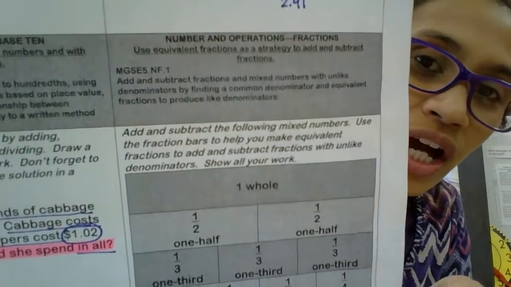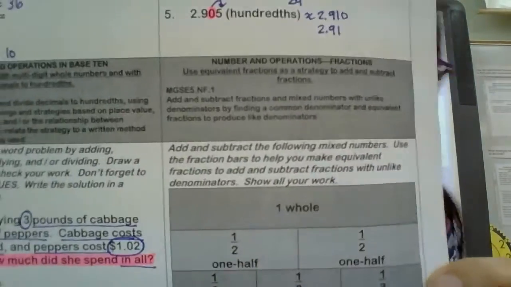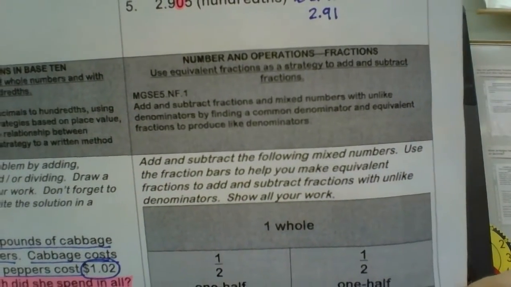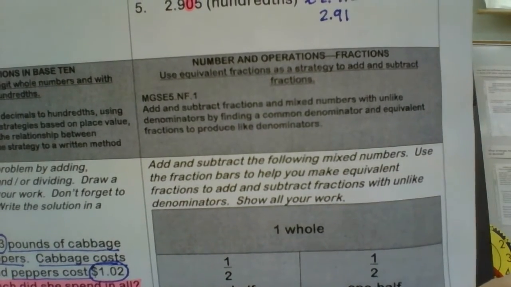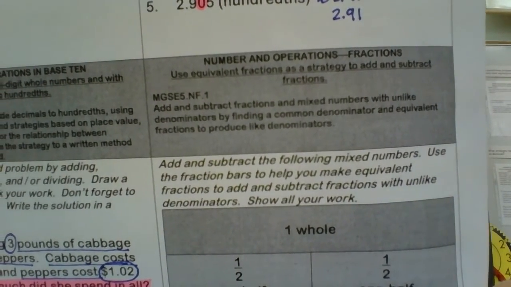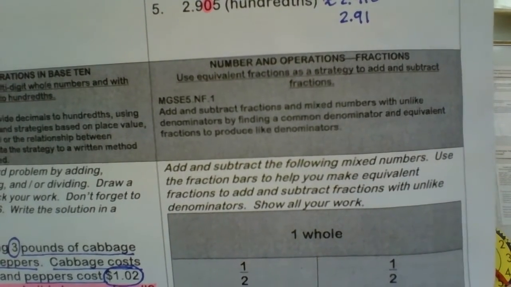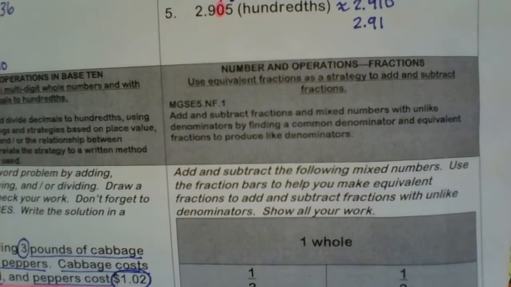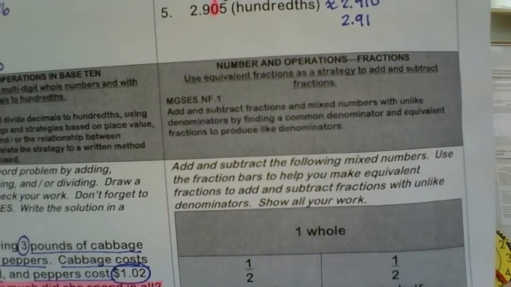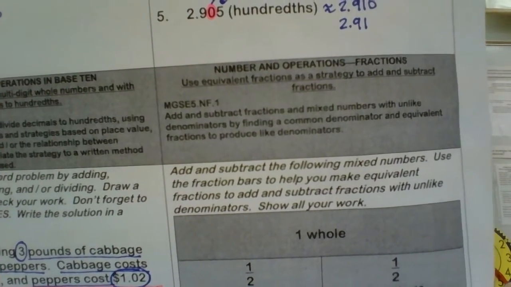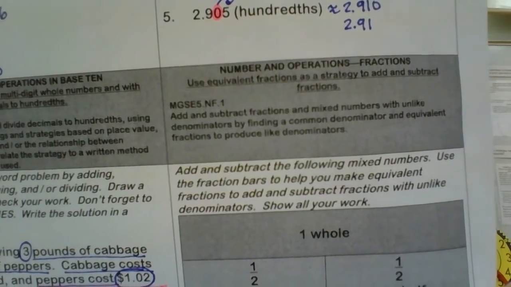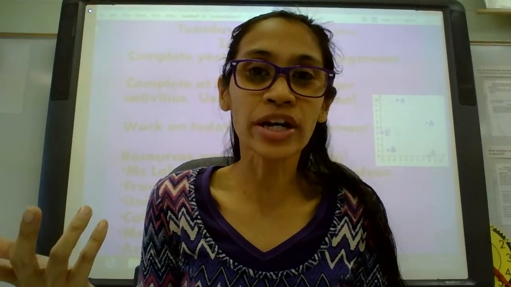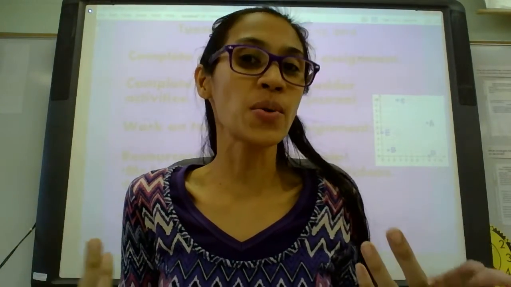Can you read it? Can you see it? All right, read the standard with me. It says number and operations fractions. Use equivalent fractions as a strategy to add and subtract fractions. Add and subtract fractions and mixed numbers with unlike denominators by finding a common denominator and equivalent fractions to produce like denominators. Add and subtract the following mixed numbers. Use the fraction bars to help you make equivalent fractions to add and subtract fractions with unlike denominators. Show all your work. That was a lot of stuff I just read, and it tells us what we're working on and how we need to solve that problem.